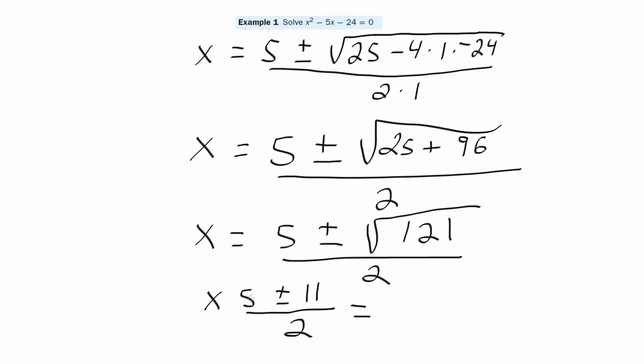5 minus 11 is a negative 6 over 2. Or 5 plus 11 is 16 over 2. And this reduces to negative 3 or 8. Those are our two solutions.